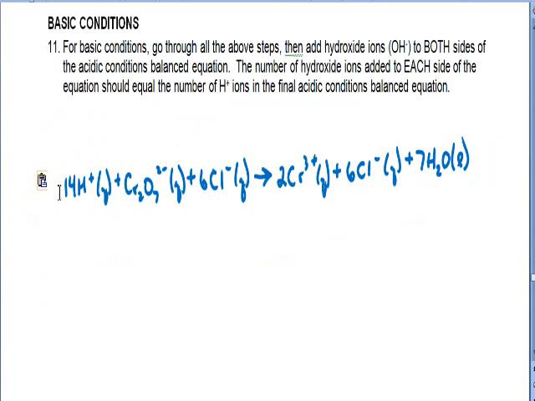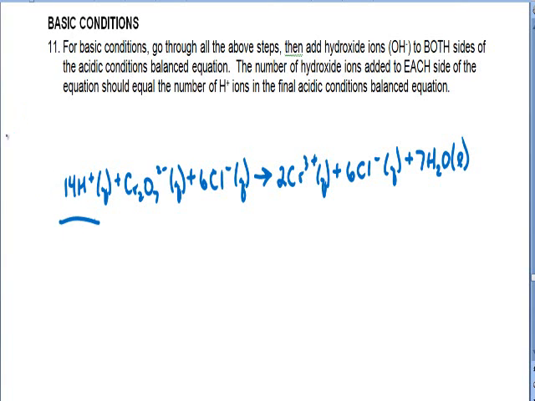If a reaction indicates that we want to balance for basic conditions, we need to go through all the steps of balancing for acidic and then have a couple steps added on at the end, additional steps that are included for basic balancing. If a solution is basic, it has hydroxide ions. What we want to do is look at our acidic equation and identify how many H plus ions are present in this reaction.